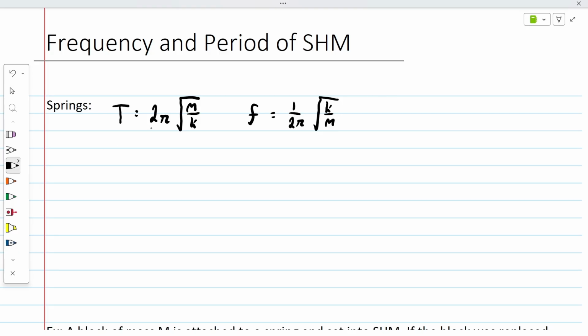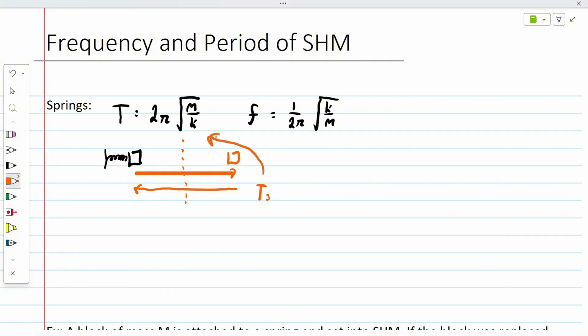So for springs, the period and frequency are given by these equations, where it's only dependent on the mass and the spring constant. To visualize what this looks like, if we had a spring that was like this, and we released it from rest, and it traveled this way until it reached its max point, and then traveled back to reach its minimum point here, and let's say this was equilibrium, the period T would be given by this equation.